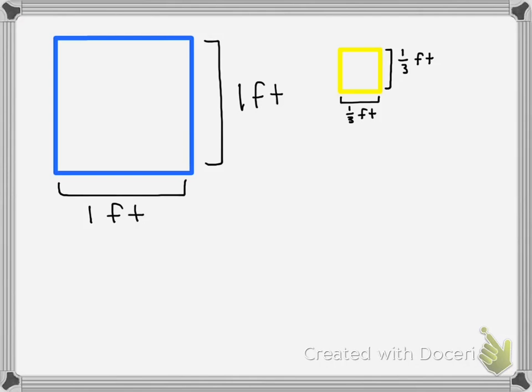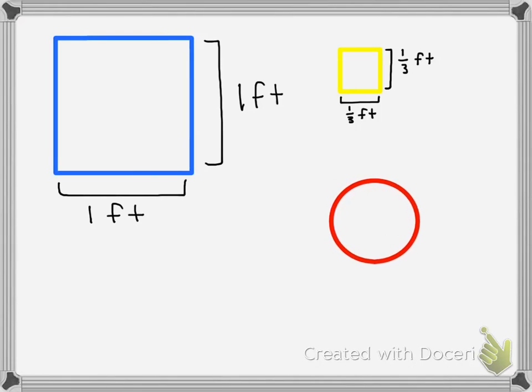The yellow tiles that Roger has are 1/3 foot by 1/3 foot. Pause here to think about how many of these tiles Roger would have to use to fill in that square foot spot on the shower wall. If you guessed 9, you're correct.